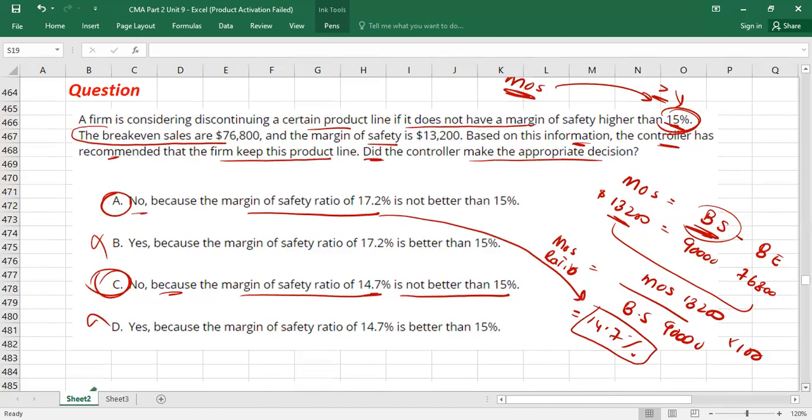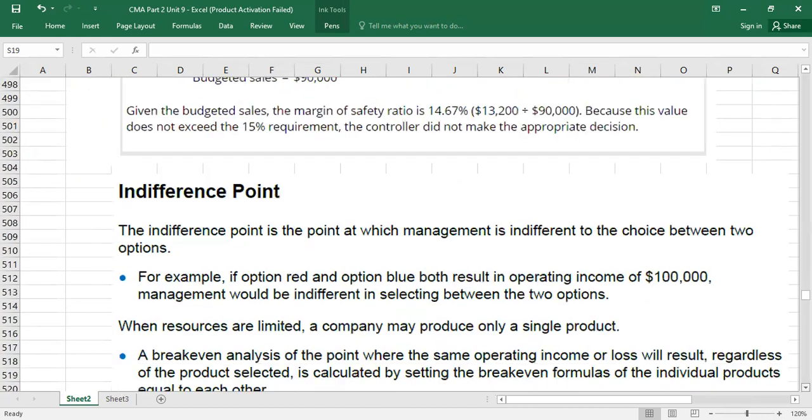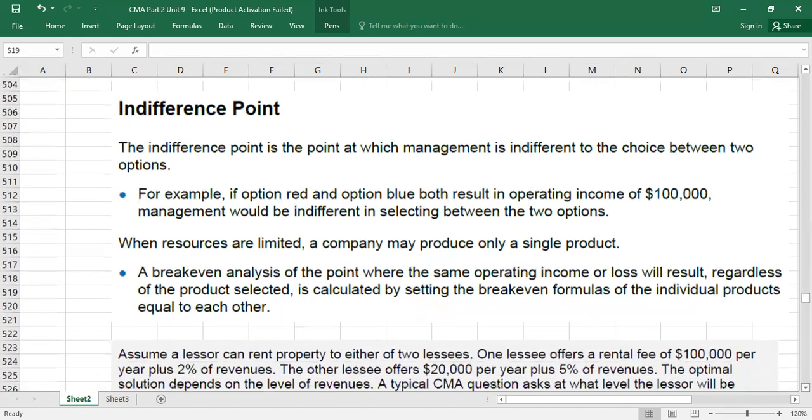Now, I want to tell you one more point that is called the indifference point. Sometimes these questions are also tested in your exam. Okay, so here we go. Let me first explain what is meant by the indifference point in break-even analysis. Let me give you an example first. So here we go. Let's start.